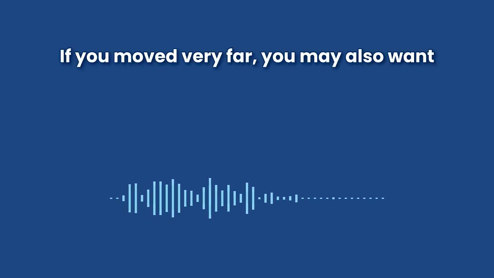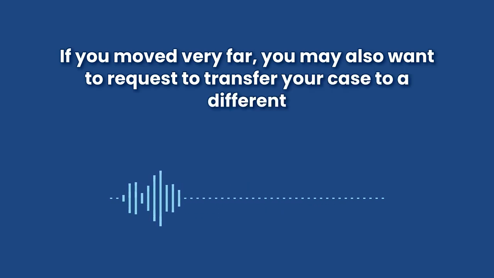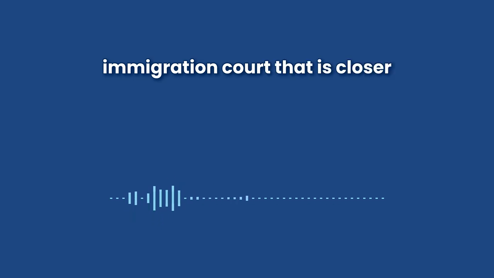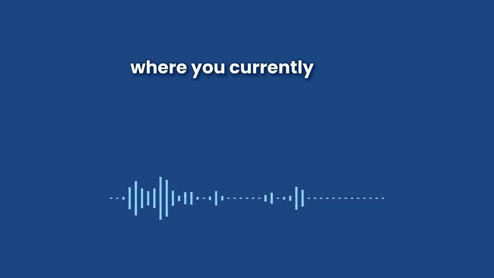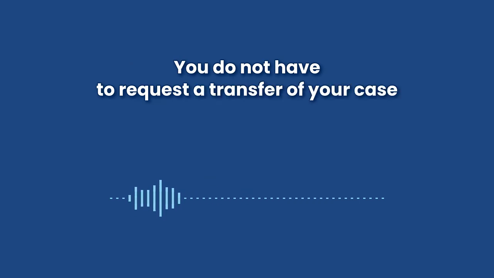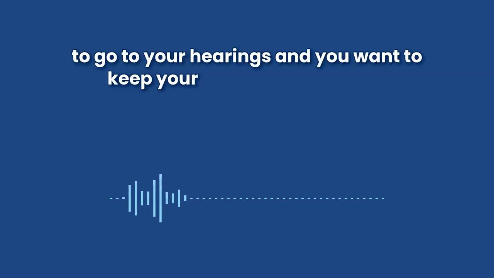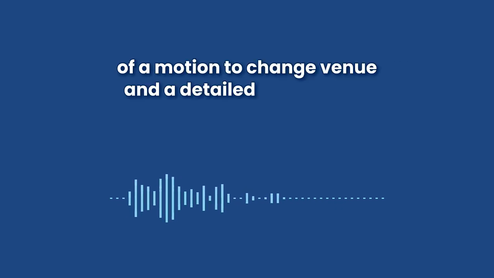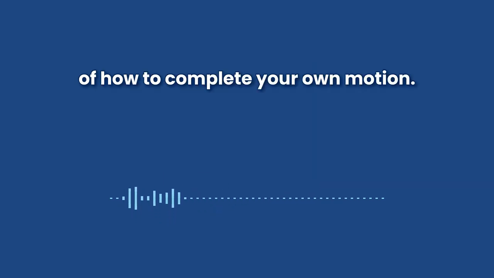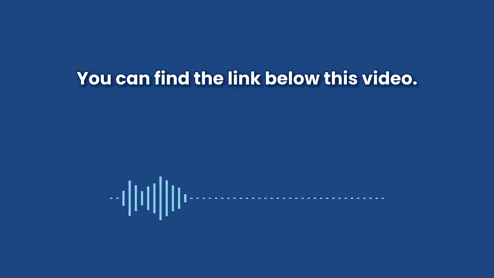If you moved very far, you may also want to request to transfer your case to a different immigration court that is closer to your new address. The way to do this is by submitting a motion to change venue to the immigration court where you currently have a hearing scheduled. You do not have to request a transfer of your case if you moved far away, but you are still able to go to your hearings and you want to keep your case at your current immigration court. On ASAP's webpage, you can find an example of a motion to change venue and a detailed explanation of how to complete your own motion. You can find the link below this video.